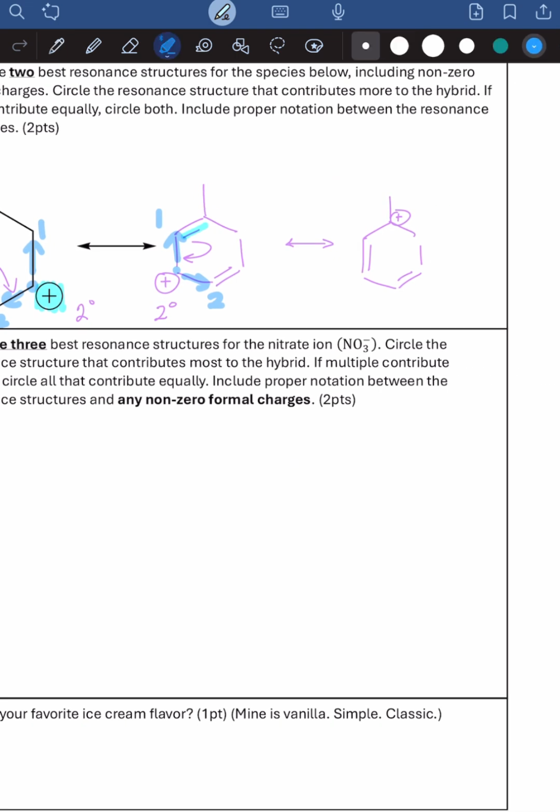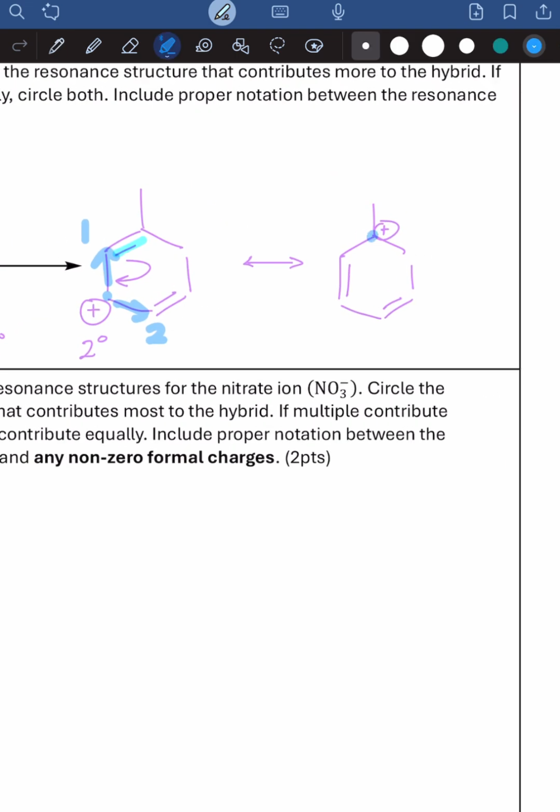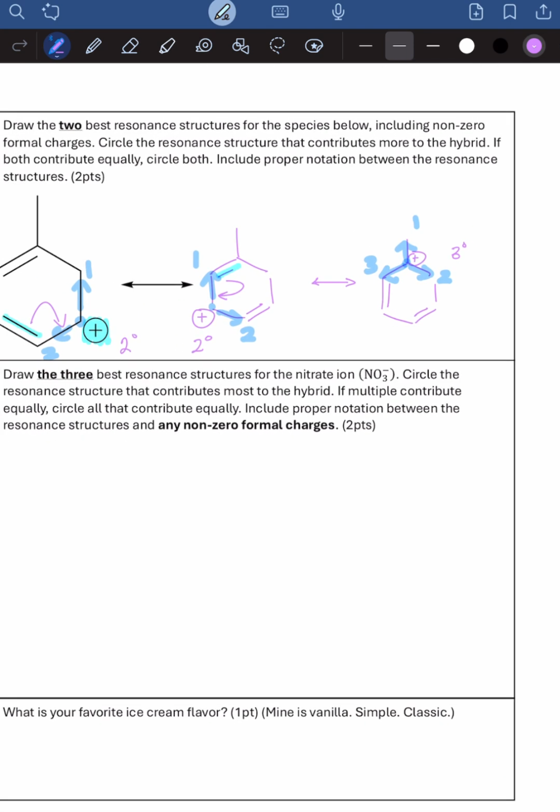And for this carbocation, let's see how many carbons it's attached to. We have 1 carbon up here, 1 carbon down here, and another carbon over here. So this is a tertiary carbocation. And the tertiary carbocation is going to be the most stable. And therefore, it's going to contribute the most to the resonance hybrid.